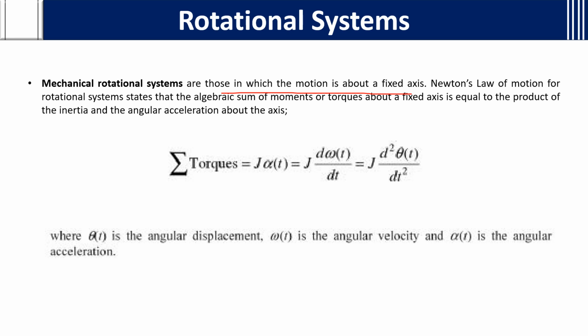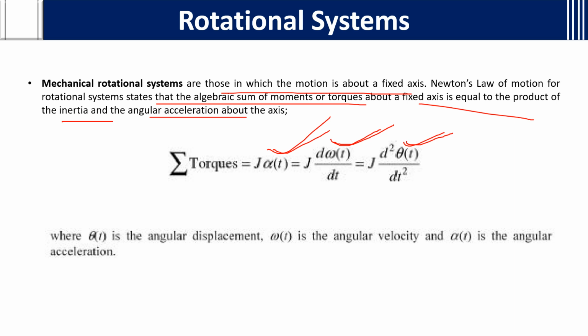Newton's law of motion for rotational systems states that the algebraic sum of moments or torques about a fixed axis is equal to the product of inertia and angular acceleration, alpha of t. Alpha of t is nothing but angular acceleration. In a translational system we deal with displacement, velocity and acceleration, whereas in a rotational system we deal with angular displacement, angular velocity and angular acceleration.